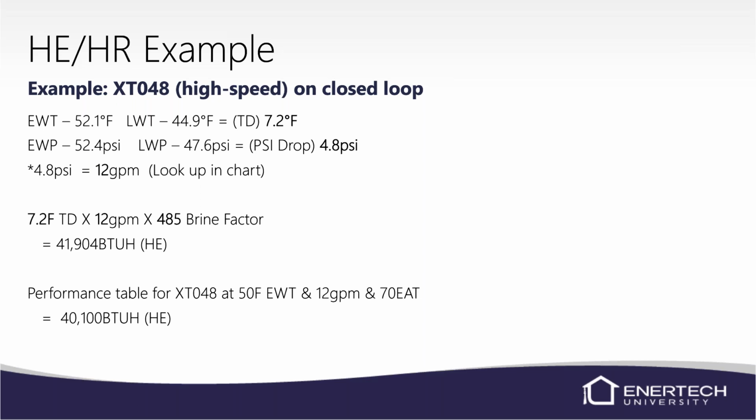We've got to look in the manual for the XT at 50 degree entering water at 12 GPM, and then look at the 70 degree entering air temperature line. It would tell us in the book that we should be moving 40,100 BTUs. As long as the number you calculate, this 41,900, is within 10% of the number we see in the manual, either plus or minus, there's no reason to put refrigerant gauges on them. The unit's doing all that it can.